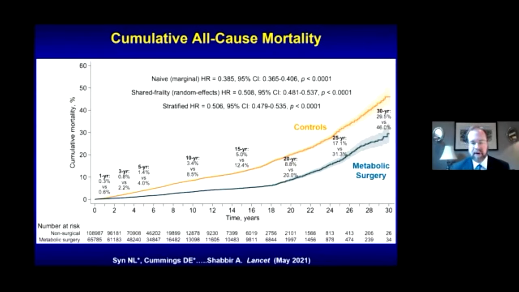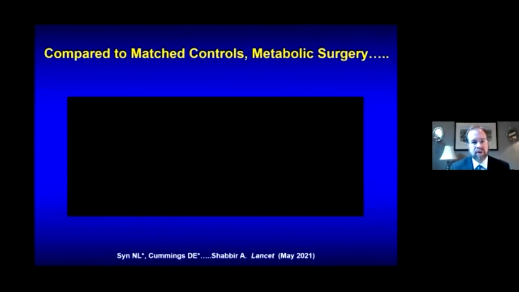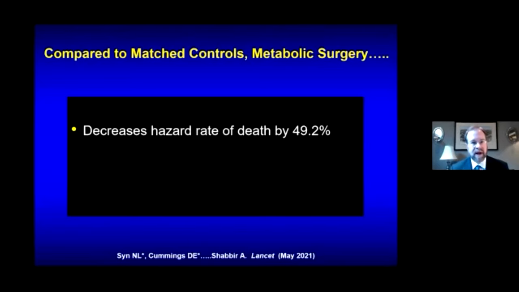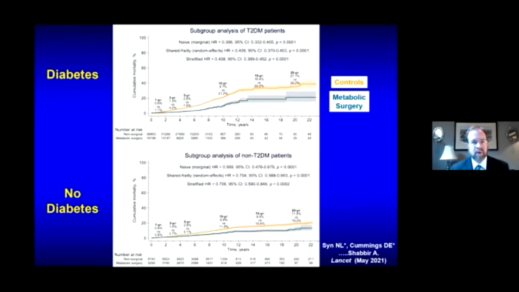Summarizing these results in simple take-home words, compared to matched non-surgical controls, metabolic surgery was associated with a reduction in the hazard rate of death by 49.2% and an increase in the median life expectancy of 6.1 years. We did some subgroup analyses. This is the most important one, dividing people into those who started with diabetes or not. And those with diabetes enjoyed a greater survival benefit from surgery than those without.